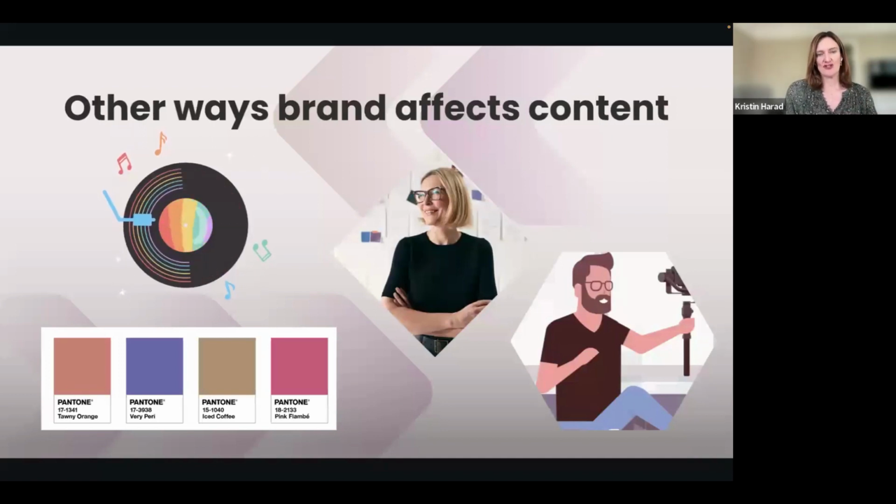It can also affect your color palette. What are your brand colors? What does that look like? It can affect the stock photography choices that you make. And if you're doing videos, what are you wearing in the video? What's the style? What's your vibe? All of those things come into play, so that the more consistent you are over all of these outlets, the better the result ultimately, because you're building brand equity.